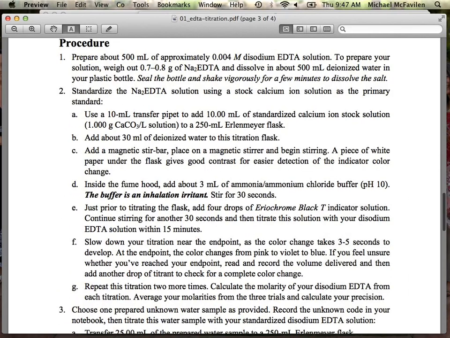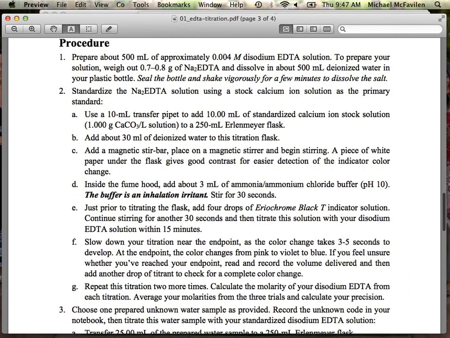Once that's dissolved, you now have an approximate idea of the molarity. You need a super accurate one. So what you'll do then is do a standardization. In that standardization, we're going to test the concentration of EDTA against a known concentration of calcium ion, because that's what it's ultimately reacting with. That known concentration is supplied in the stock, or I think in our room, is what he was saying. So we'll have that available.